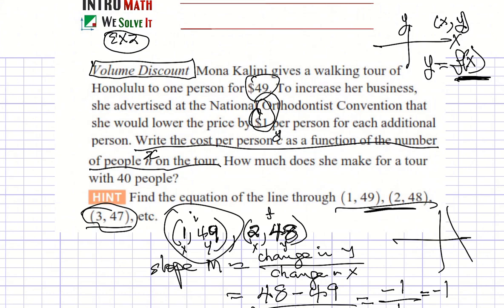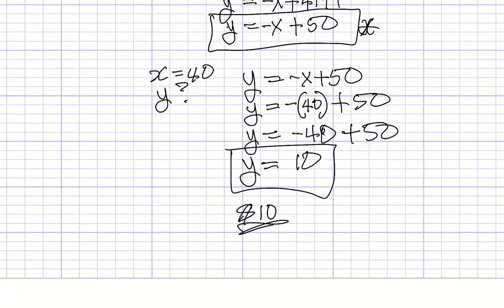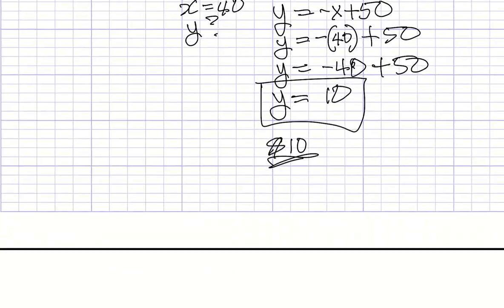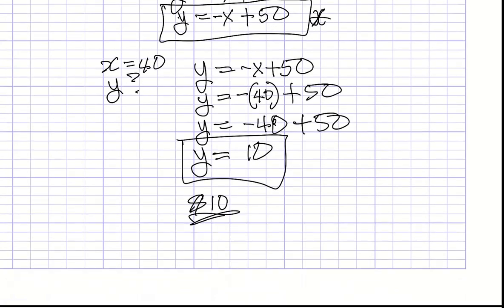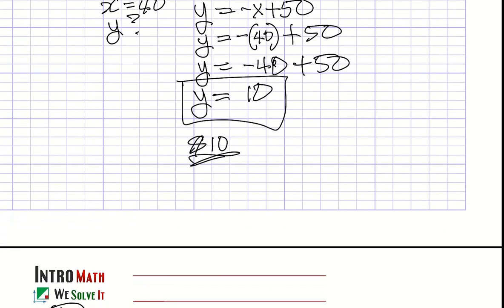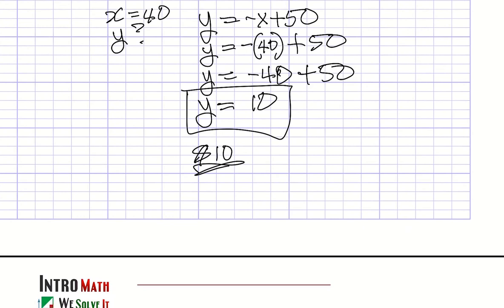Okay, that's the cost right there. How much does she make for a tour with 40 people? Okay, y is the cost, right? Y is the cost per person as a function of x. So if she takes 40 people, the cost will be that. That means if you take 40 people, once you get that 10 times 40, what is that? It's 400. That's what she would take in. That's what she would charge.